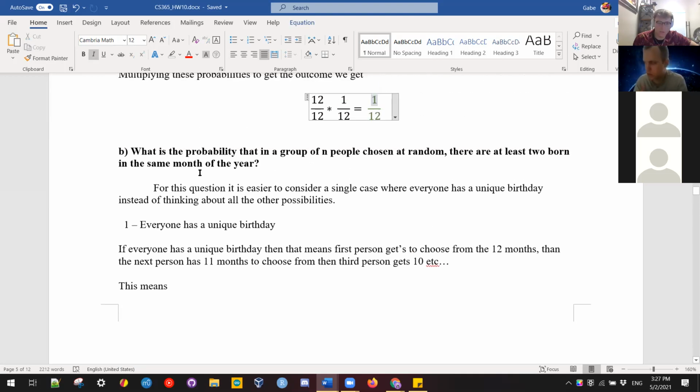This one: what is the probability that in a group of n people chosen at random, there are at least 2 born in the same month of the year? Okay, so this is n, right? This is n amount of people. We have no idea. First of all, brainstorming here, if there are less than 2 people, nothing is going to happen at all because there's not even 2 people to choose from. If there are greater than 12 people, well, there's 12 months. So there you go.